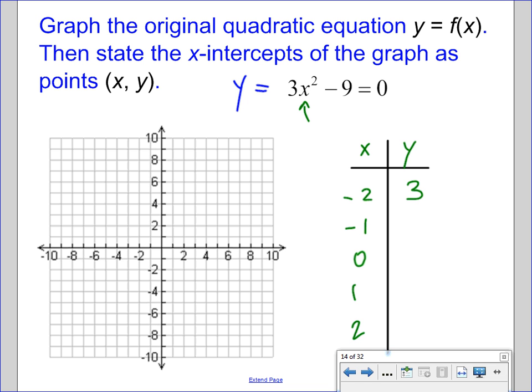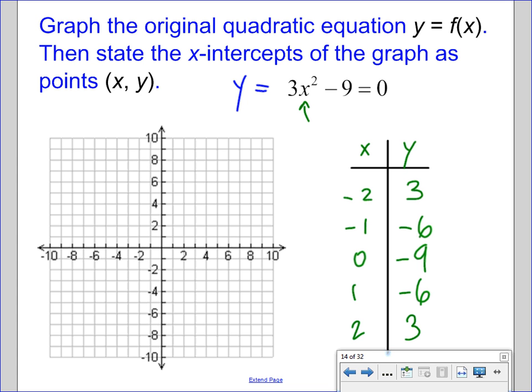-1 squared is +1. +1 times 3 is 3. 3 minus 9 is -6. So are you guys getting -6? 0 in for x. 0 squared is 0 times 3 is still 0, and then minus 9 last is -9. 1 in for x. 1 squared is 1 times 3 is 3. 3 minus 9 is -6. 2 squared is 4 times 3 is 12, and then 12 minus 9 last is 3 again.